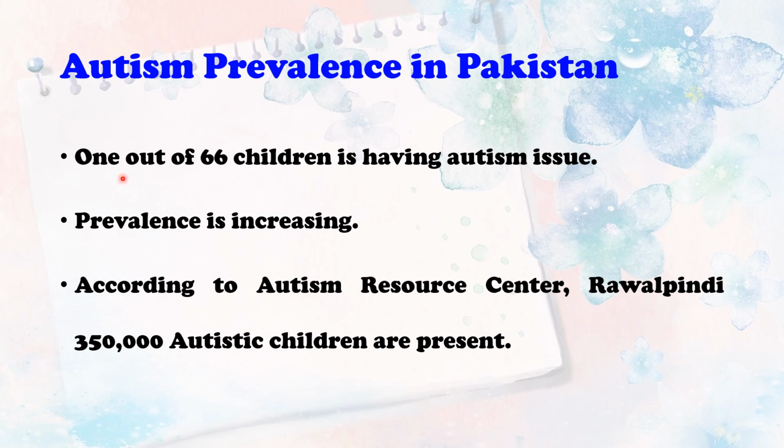1 out of every 66 children has an autism issue, and this prevalence is increasing. According to the Autism Resource Center, Rawalpindi, 350,000 autistic children are present in our society. Unfortunately, no professional help is provided to such children. Rather, we burden them more by thinking that they are either weak in studies or introvert by nature, thus forcing them accordingly.